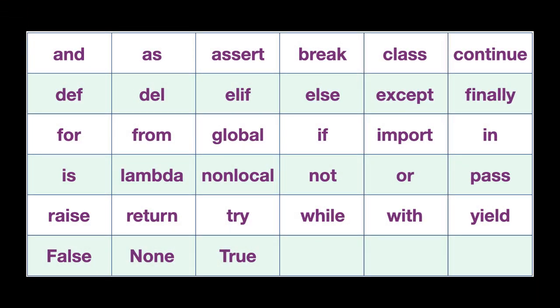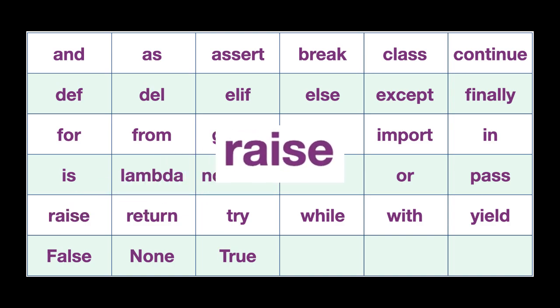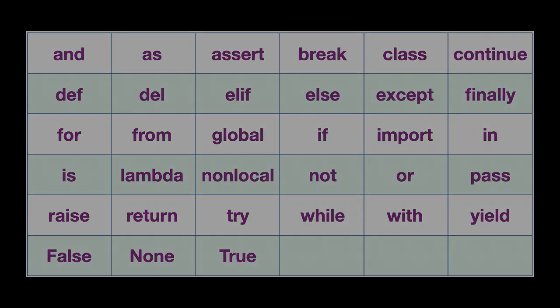There are 33 reserved words in the Python programming language. In this video, we will discuss the keyword raise.